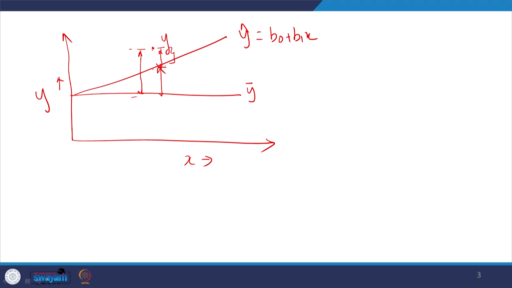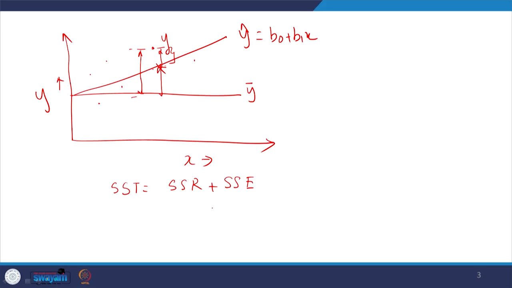This is only one point. Like that there will be different y values, y may be here, y may be here. If I find the total sum of square, that is the total error, that is nothing but SST. So SST equal to SSR plus SSE. What is SST? Total sum of square. What is SSR? Regression sum of square. What is SSE? Error sum of square.